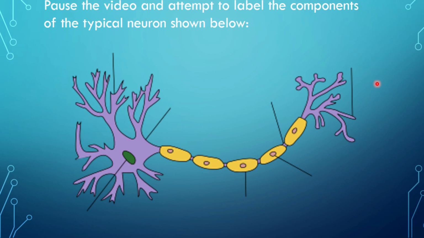So at this point, I'd love it if you pause the video and just have a go at labelling this cartoon image of a typical neuron. If you have a piece of paper, you can draw it. It's not particularly difficult, but have a go.